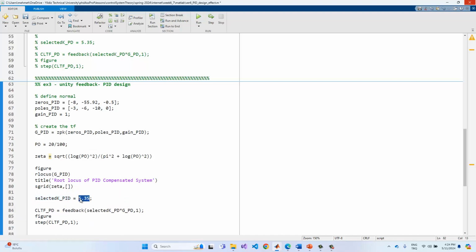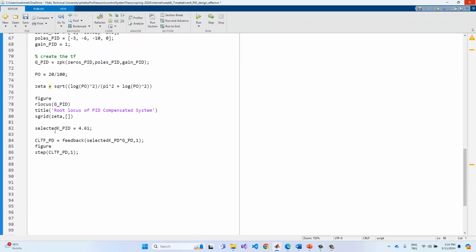Okay, 4.61 should be given in here. 4.61. And so this is the PID.